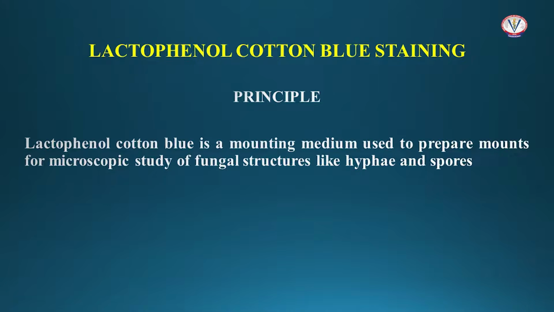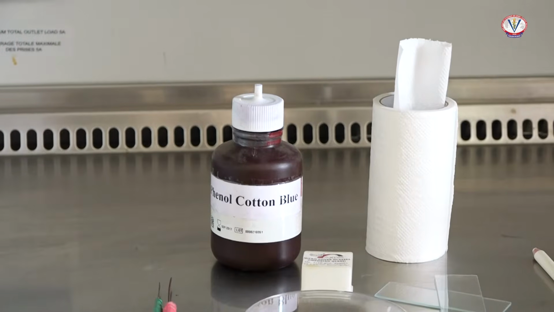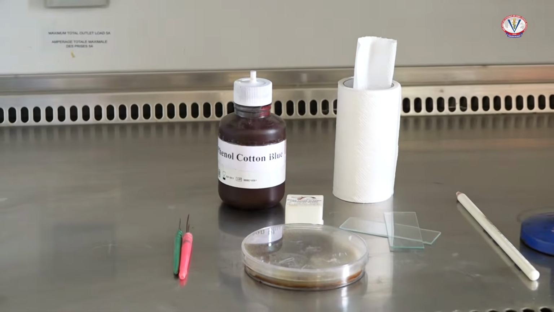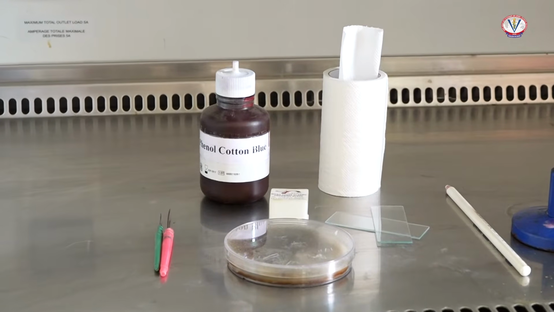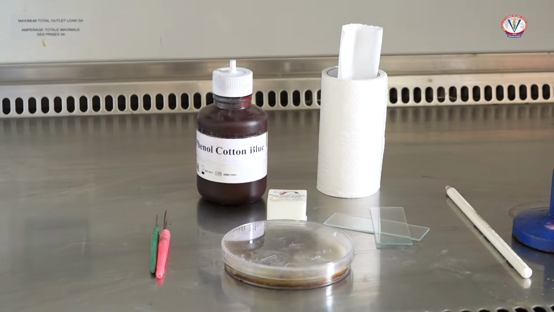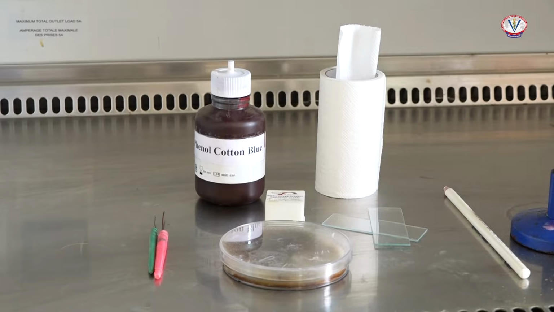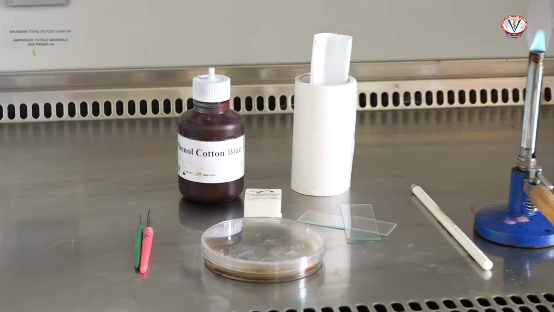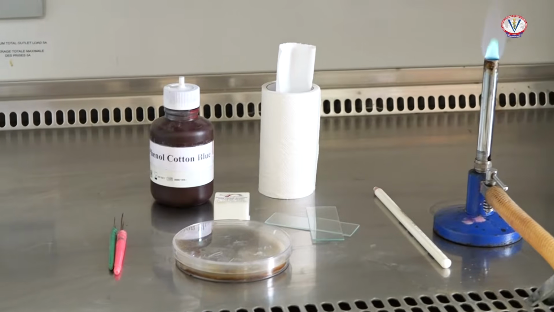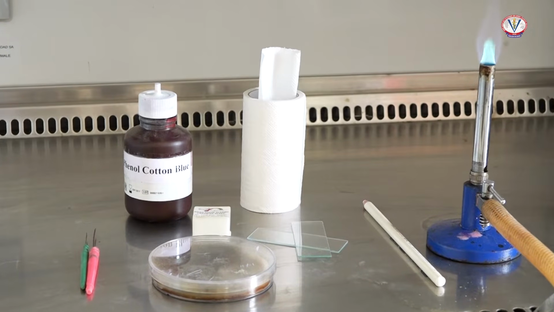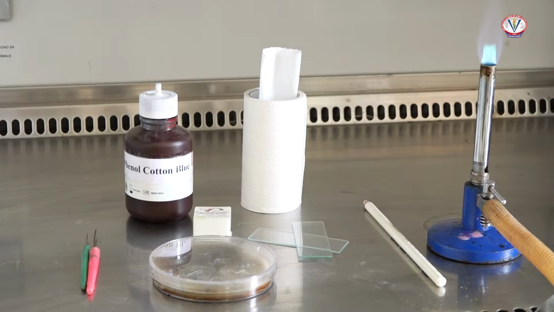The ingredients except the stain are dissolved by gently heating over a steam bath. When in solution, 0.05 gram of cotton blue stain is added. The solution is mixed thoroughly. So lactic acid in this acts as a preservative, phenol is a killing agent, glycerol acts as a preservative for preventing dehydration of the material, while cotton blue gives blue color to the structures, permitting better microscopic observation.